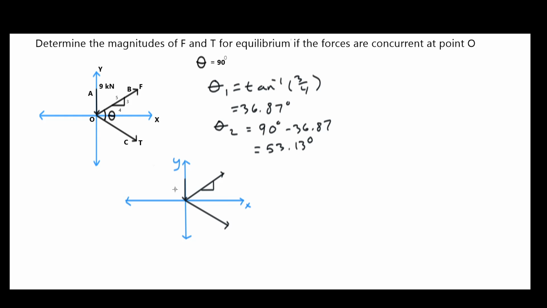And then, so that's A, and that's equal to 9 kilonewtons. And then we'll call this FB, origin, and then TC. And then we have, this will be theta 2, which is equal to 53.13 degrees. Alright, so now we pretty much have everything that we need to solve this problem.